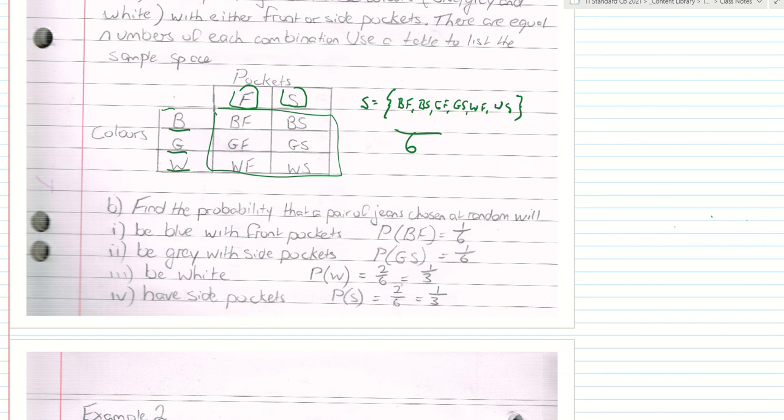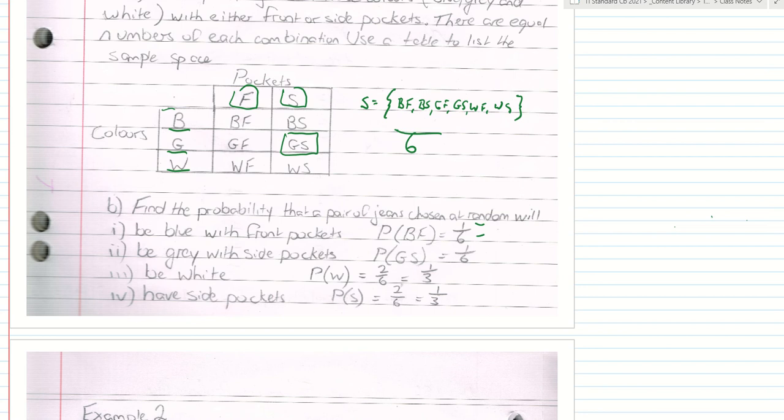Find the probability a pair of jeans chosen at random will be blue with front pockets, BF. So there's only one BF combination in those. That was tricky, however that worked. So there's going to be 1 on 6 is going to be our answer. Grey with side pockets. Once again, GS, there's only 1. Our probability is going to be 1 on 6.